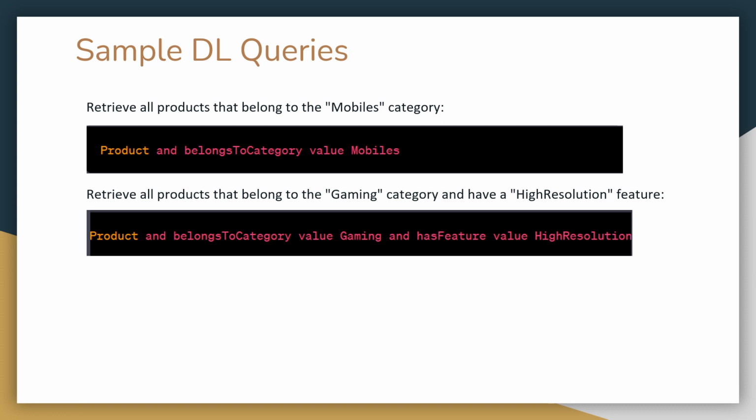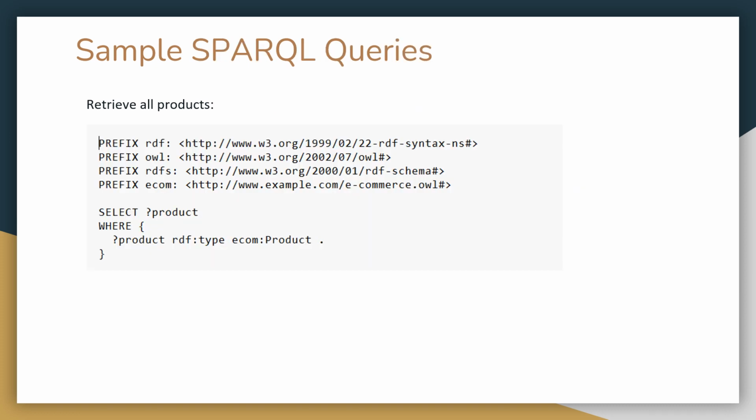The first query is to retrieve all products that belong to the mobiles category. So first it should be a product, and, because the condition is that it should also belong to a category which has the value mobiles. Similarly, retrieve all products that belong to the gaming category and have a high resolution feature. So first it should be a product, and then it should belong to a category which has the value gaming, and it should also have the property has feature with the value high resolution.